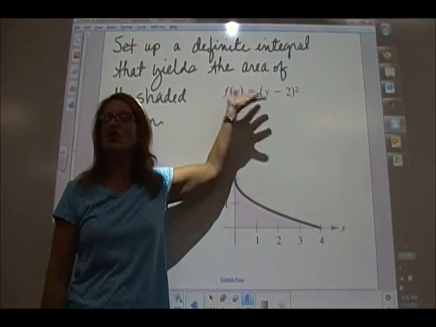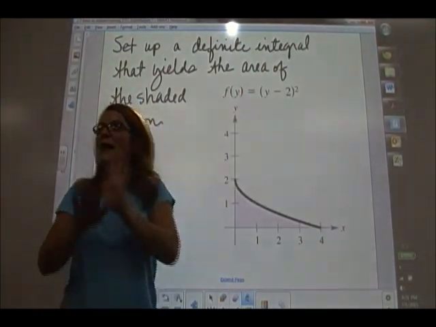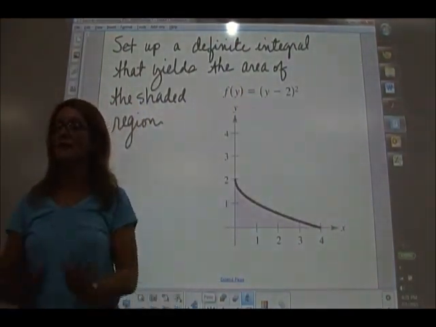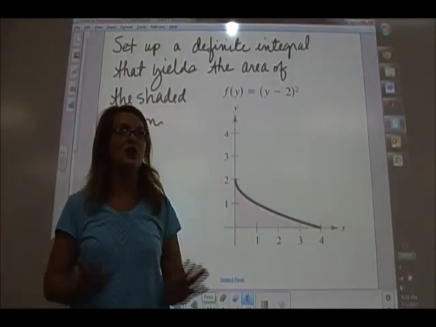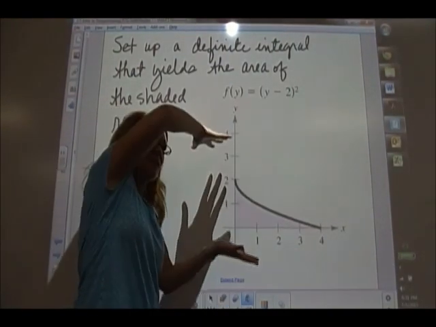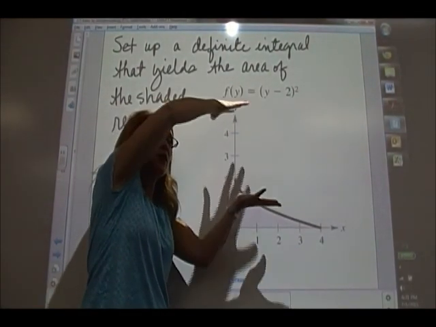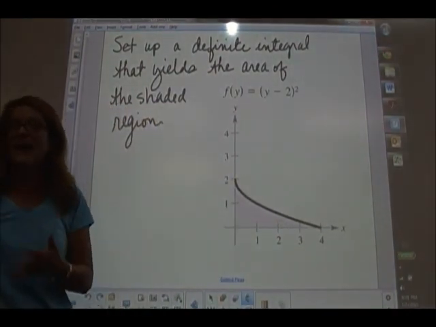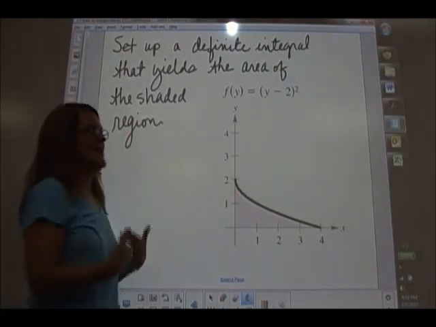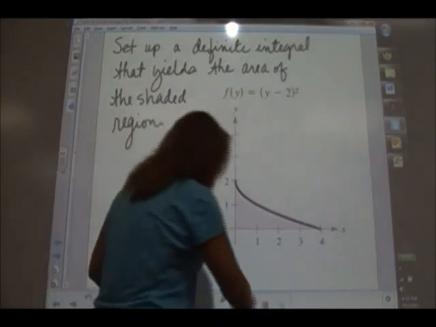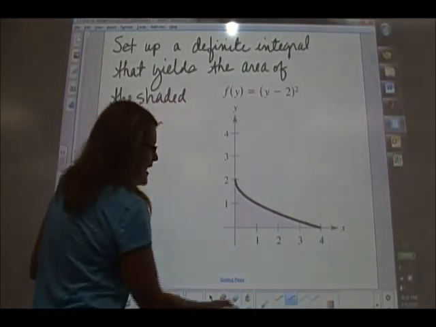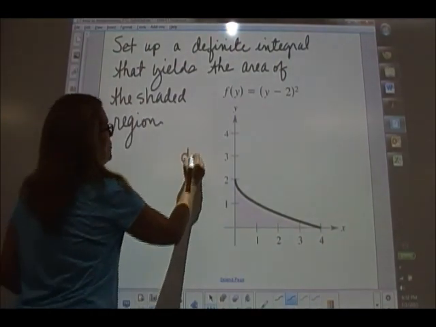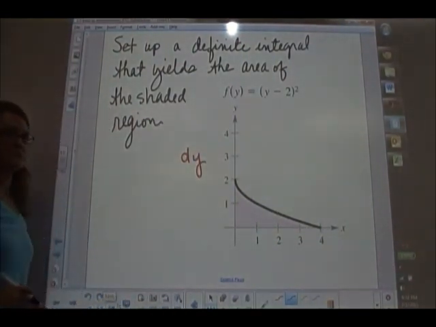This is a function of y. We have lived in the world of functions of x for years. This just takes everything up on its side and you're plugging in another coordinate for your points. But the fact of the matter is that since I have a function of y, that does give me a clue, as Rachel said, that I probably want to integrate with respect to y.